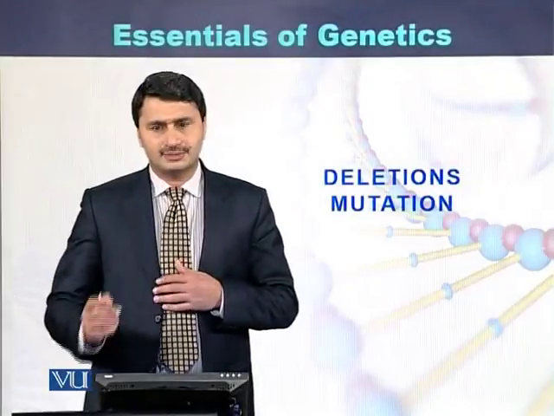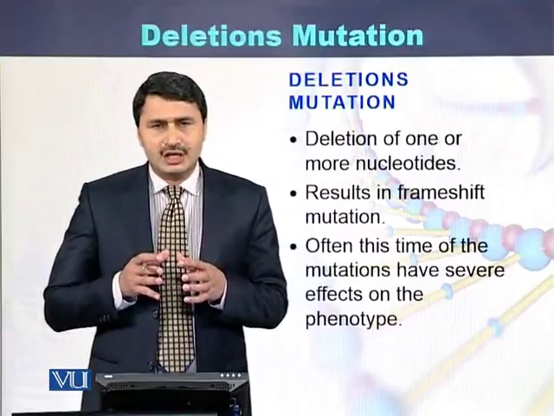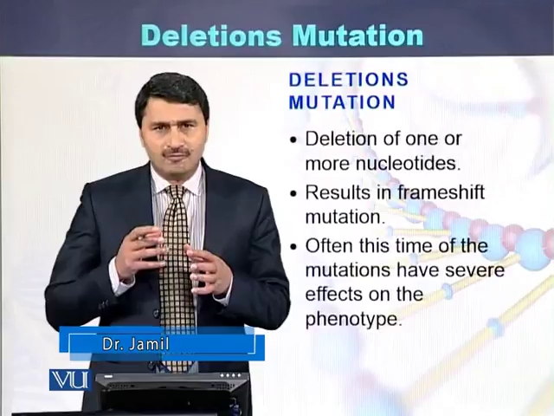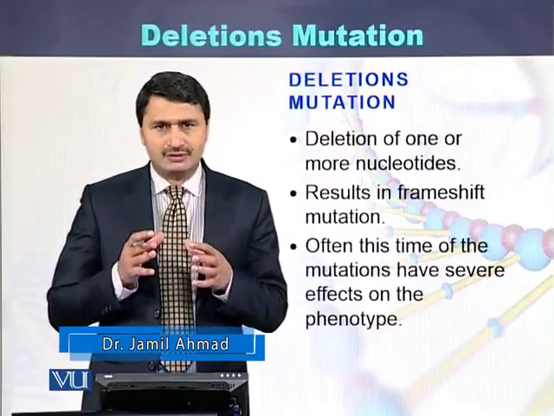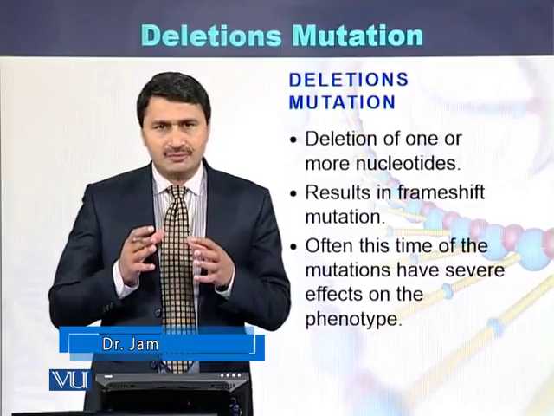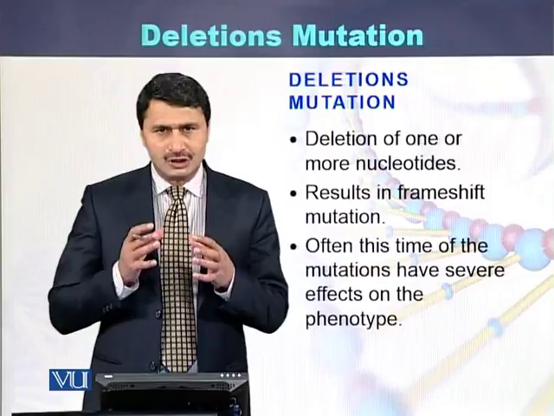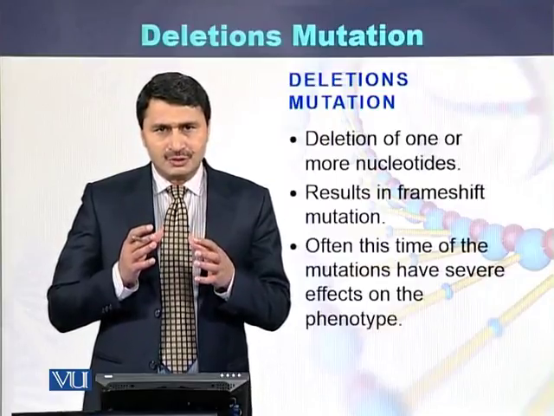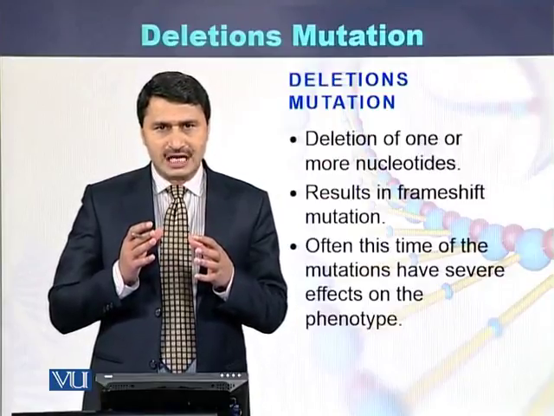Deletion mutation. Deletion mutations are those mutations in which one or more than one nucleotides are deleted from the normal sequence of the gene. These kinds of mutations usually have severe effects on the protein product. Sometimes the protein which is produced as a result of such mutations is detrimental.